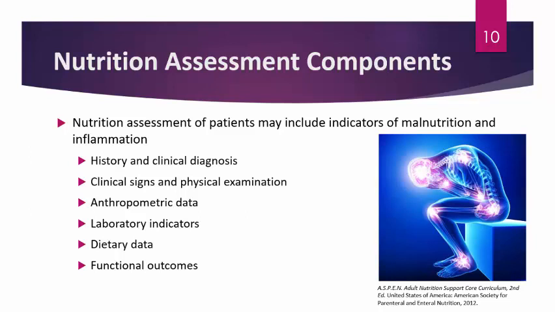So what do we look at whenever we're determining whether or not a patient has a degree of malnutrition, or if we're trying to nutritionally screen or assess a patient? Nutritional assessment of patients can include a variety of different indicators that we look for to determine whether a patient is malnourished or has a degree of inflammation. In regards to this, we look at things such as the patient's history and their clinical diagnosis, their clinical signs, as well as physical examination, anthropometric data, laboratory indicators, dietary data, and also functional outcomes.